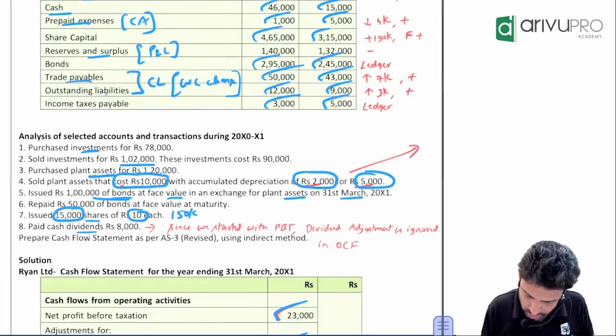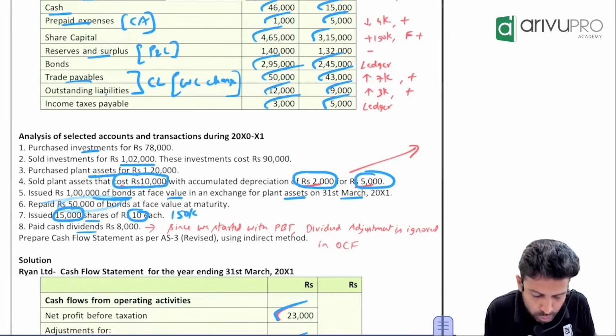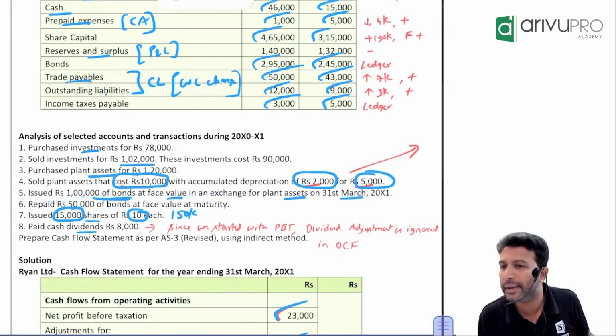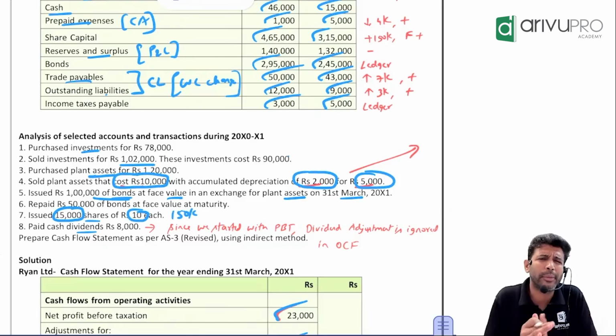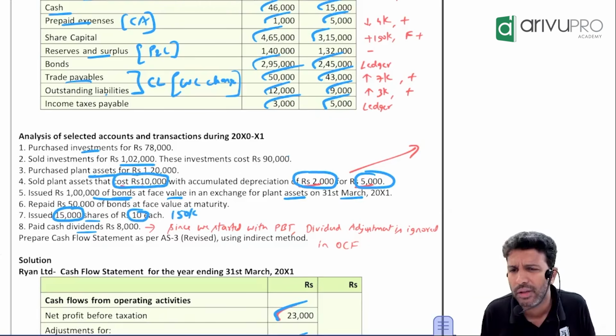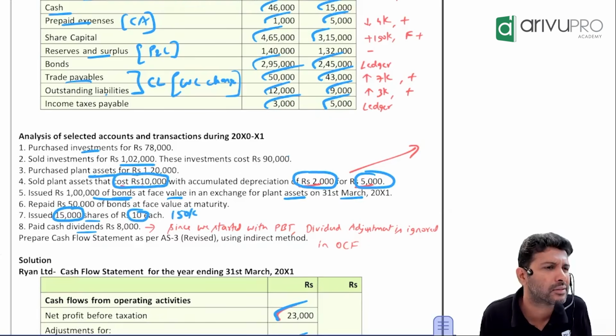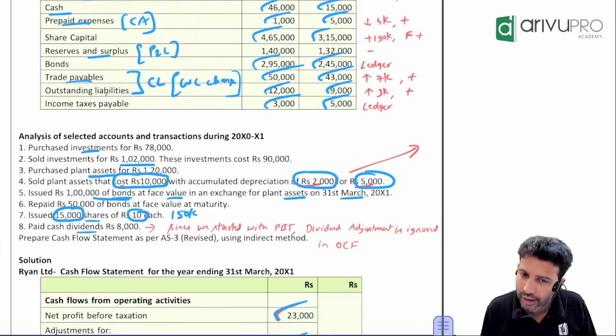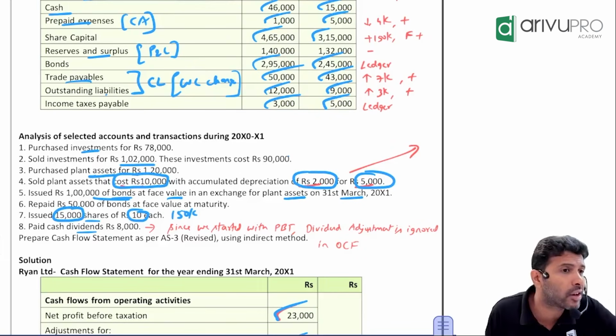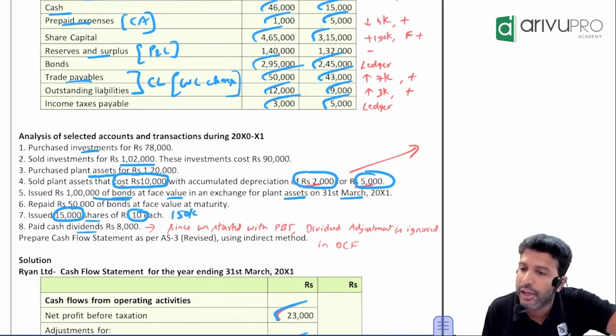Next, what is next? We repaid 50,000 of bonds face value at maturity. Repaying a bond means one liability is repaid. What is the journal entry for creditor paid? Creditor to bank. What is the journal entry for bond paid on the same lines? Bond account debit to bank account.